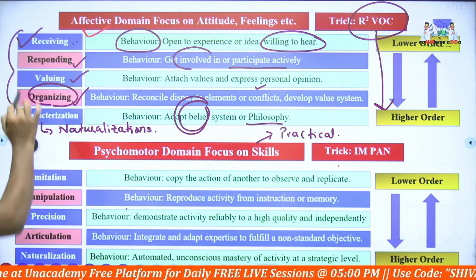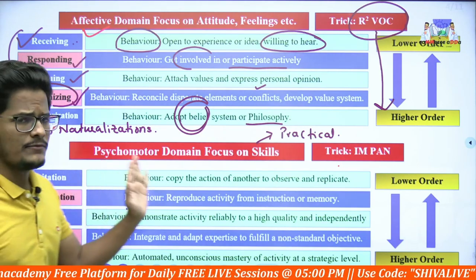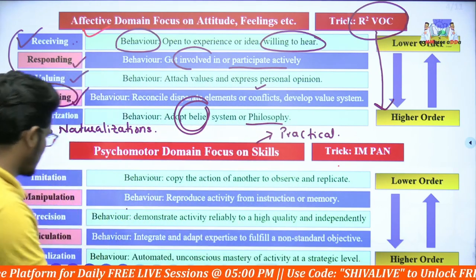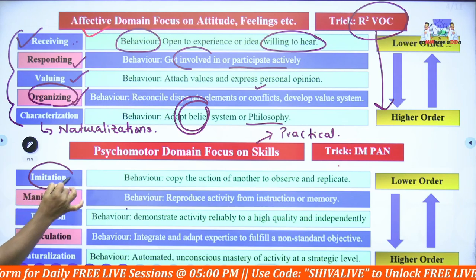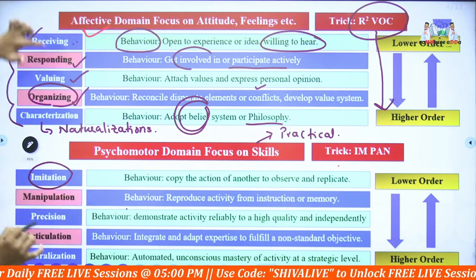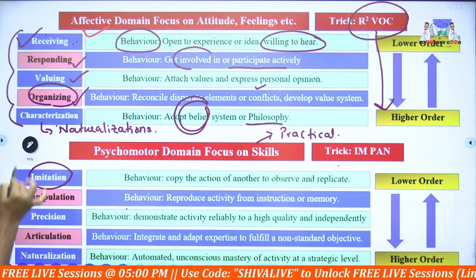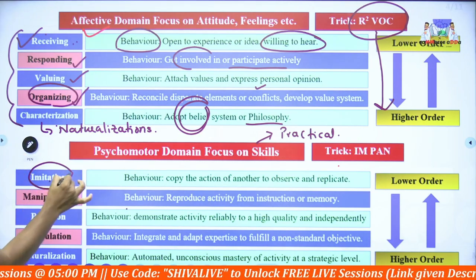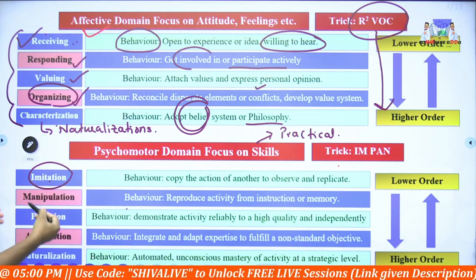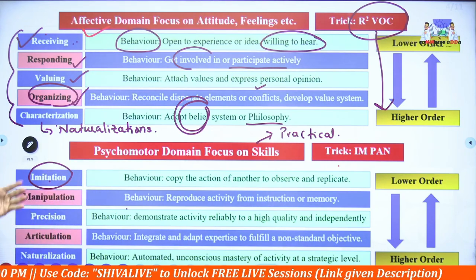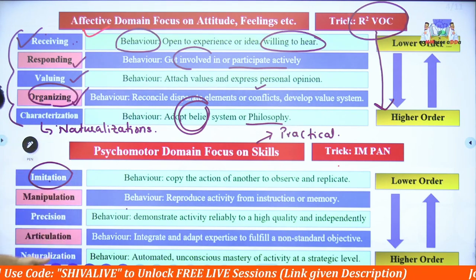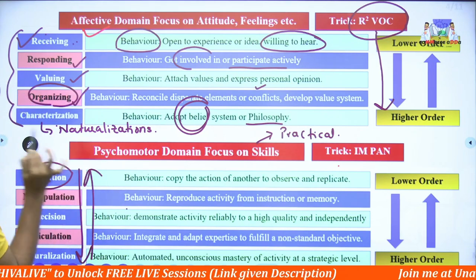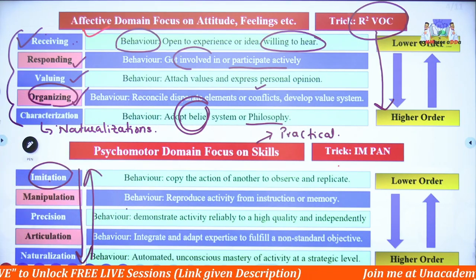Now if you look here also, same as the affective domain, there are 5 stages, lower to higher order, top to bottom or bottom to top. Top to bottom is lower, starting with imitation, ending with naturalization, whereas before it was starting with receiving, ending with characterization. Here starting with imitation and ending with naturalization. So imitation is stage number 1, then manipulation, precision, articulation, naturalization. Bottom to top means low level to high level, and high level to low level. That's how it will work. Let us try to understand each of the things.